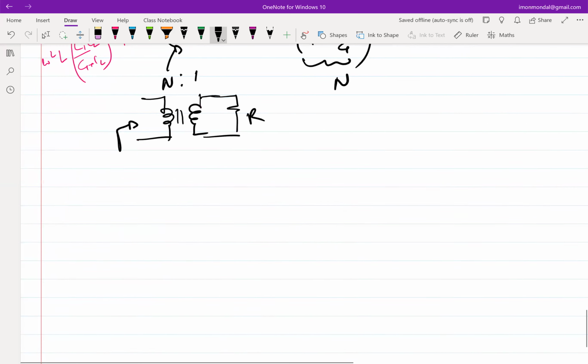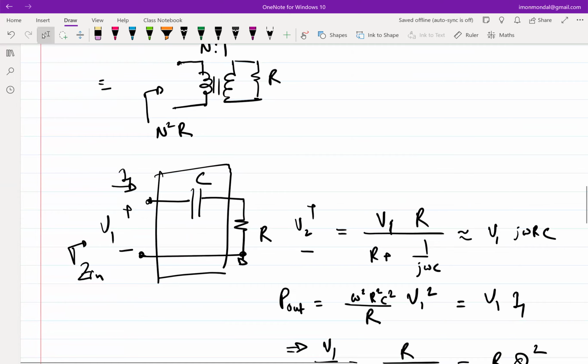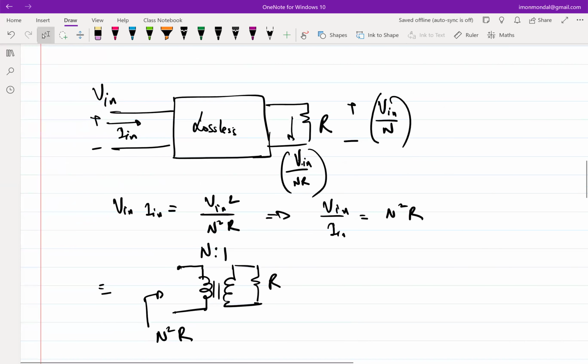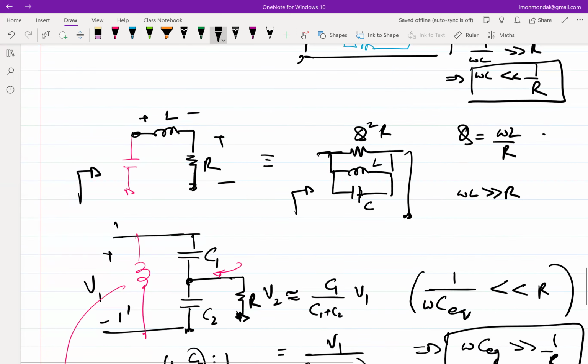If you are not convinced, you can go back to this again. Instead of expressing it that way, let me sketch it separately instead of going back and forth.